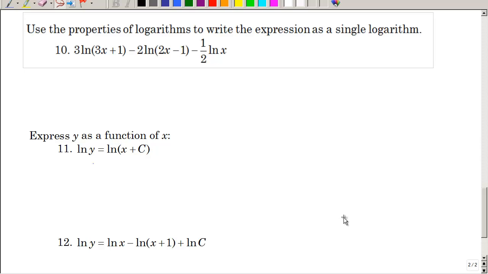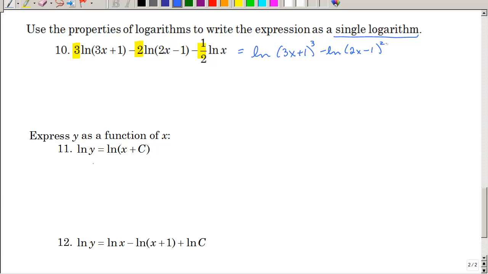On number 10, we're going to use the properties to rewrite this as a single logarithm, meaning we're going to go backwards of what we just did. So speaking of going backwards, the last thing that we did on those last problems is we brought the numbers, well, the numbers as an exponent, down in front. Since that was the last thing, now we're going to use that as the first thing. So we're going to rewrite this as the natural log of 3x plus 1 cubed minus the natural log of 2x minus 1 squared minus the natural log of x. And do you remember what the half power is? How do we write that? We could write it as a half power, but let's go ahead and write that as a square root.